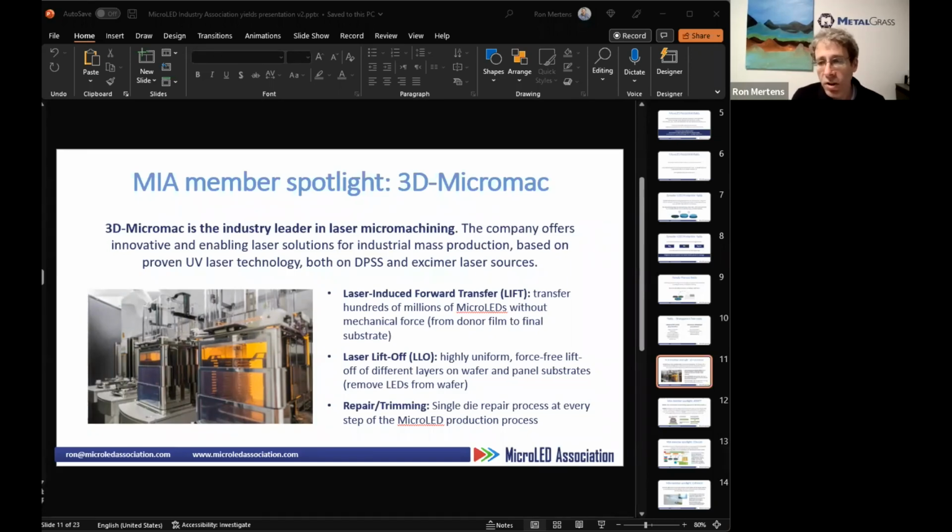3D Micromac also offers repair and trimming tools based, again, on their lasers. These systems can target a single LED die and can be implemented in every step of the production process. This is important because, as we said, we have a lot of failure points, and depending on your process architecture, you may want to fix things along the way or wait until the display is produced and then fix everything. 3D Micromac offers solutions using lasers for each of these processes.